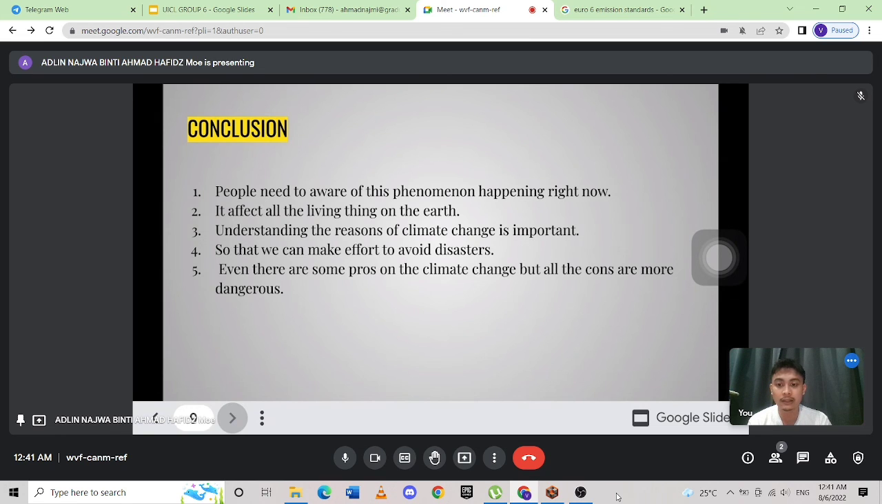And next, understanding the reasons for climate change is important. So the fourth conclusion is that we can make efforts in order to avoid disasters. There are so many things that we can do in order to help our earth come alive again.